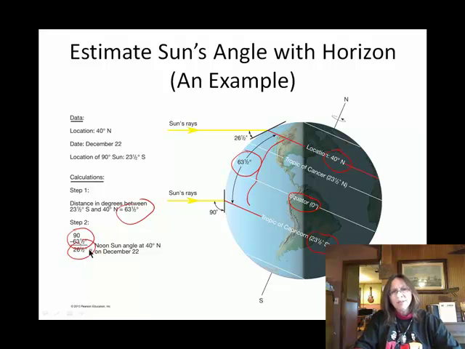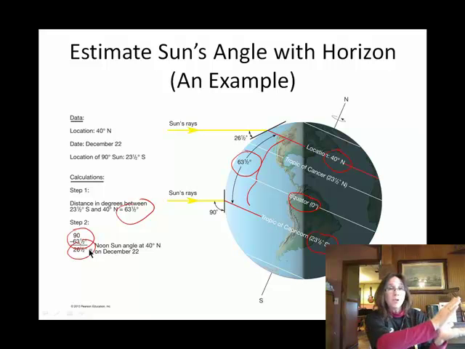I think way back at the beginning of chapter 2, I had a figure like this. This is to say that at noontime, the highest the sun will get on the winter solstice in the northern hemisphere at 40 degrees north latitude is simply going to be 26.5 degrees.